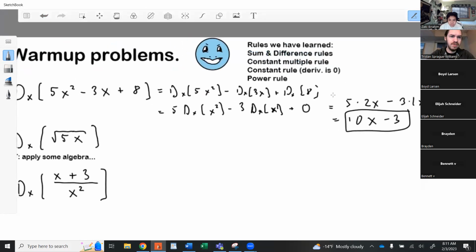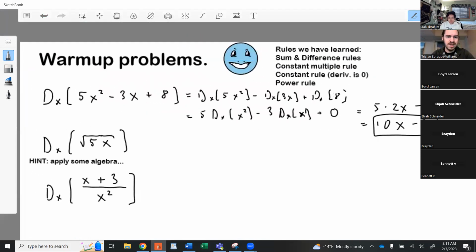If you looked at this and said that's just 10x minus 3, and you didn't do all of this intermediate work, that's great. I want you all to be at that point eventually, within a week or so. For simple functions like polynomials, derivatives will become pretty much immediate. Okay, 10x minus 3. Boom.